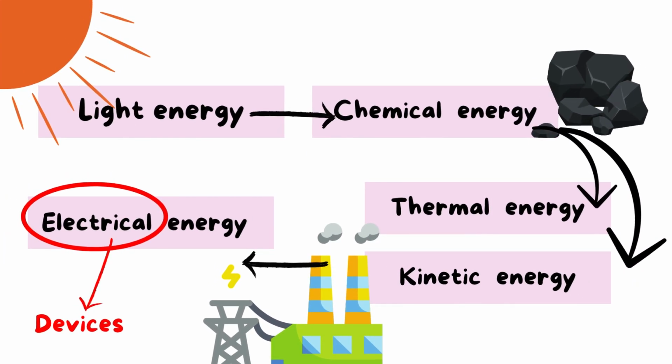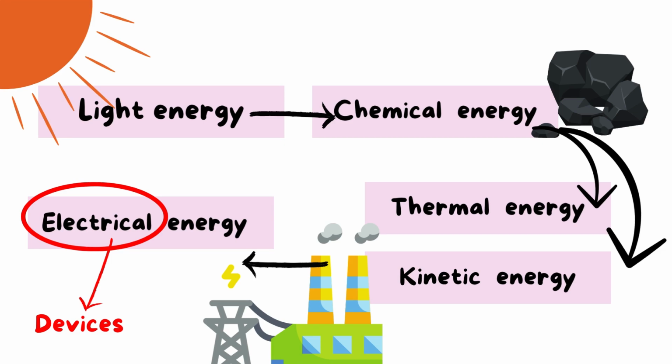So the story from the beginning is that the sunlight, or light energy, transforms into chemical energy inside the trees, and the trees are buried for millions of years, and they transform into coal. So this coal has the chemical energy inside it.